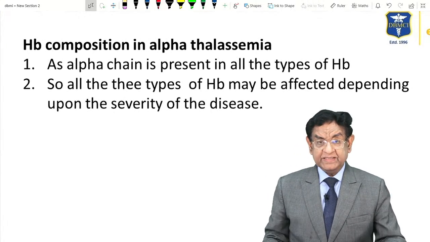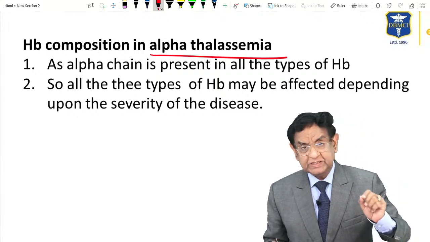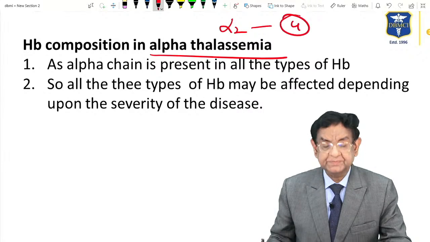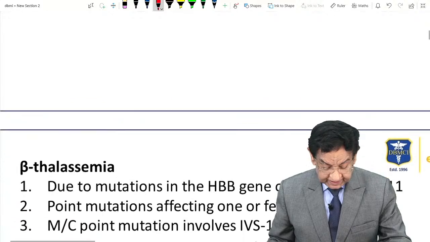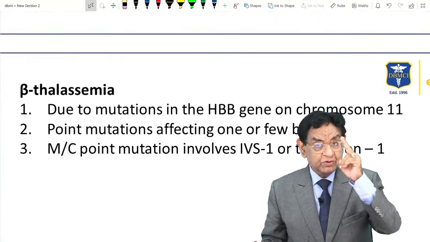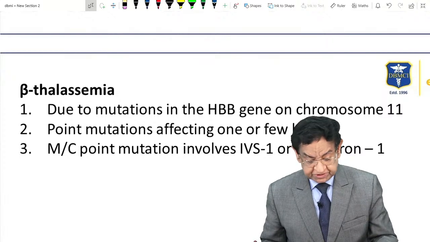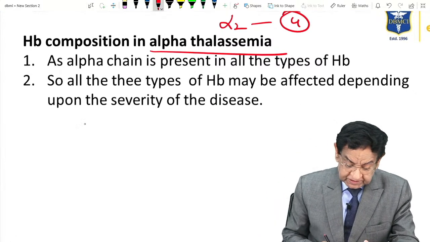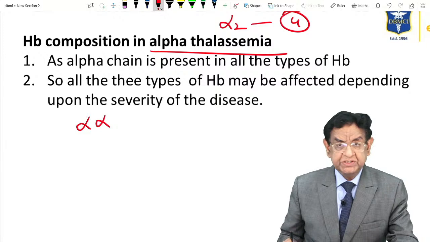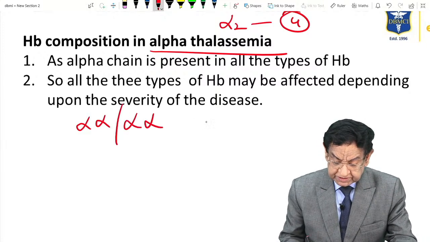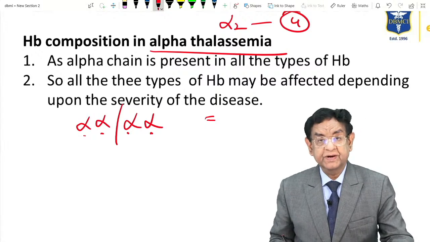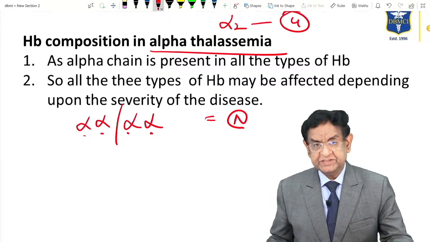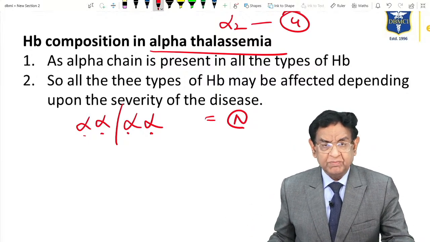So we have an alpha thalassemia problem. What we learned just now is that there are two alpha genes on each chromosome, so four genes in total. Regarding beta thalassemia, we have two genes and two chains. Let me talk about alpha thalassemia first. This is the normal. Remember, two chains, four genes.